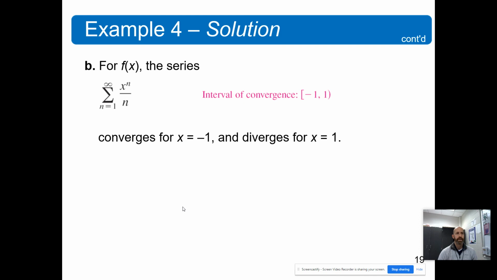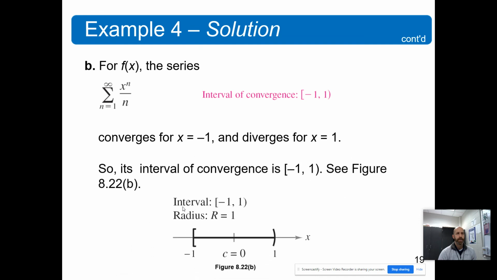Now for the function itself. We haven't done anything integration or differentiation wise. It converges for x equals negative 1, but it diverges when x is equal to positive 1, which again, we're talking about the alternating harmonic series and the harmonic series. So our interval of convergence here includes negative 1 and excludes 1 itself.